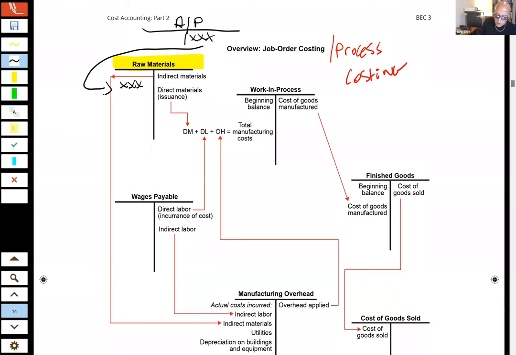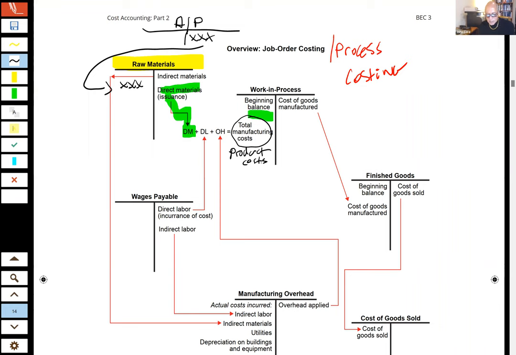When we requisition them into production, we will have a credit to direct materials. You can see that credit there. And that credit then will come down and be a debit to my work in process, as I start to add my manufacturing cost, also known as my product cost.